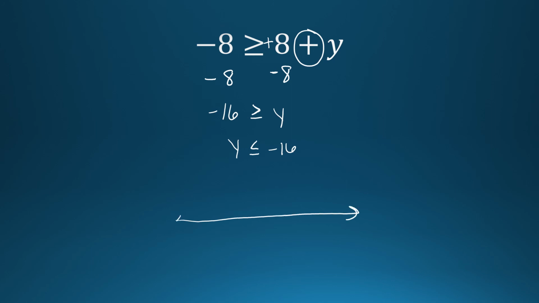To graph that, I'm going to go ahead and put -16, 0, and +16. I always like to just be symmetrical and then throw 0 in there. Because we're talking about less than or equal to, that means we're going to have a filled in dot at -16. And then we're going to go ahead and shade to the left because we want every number smaller than -16. And that's how you utilize your subtraction property of inequality.